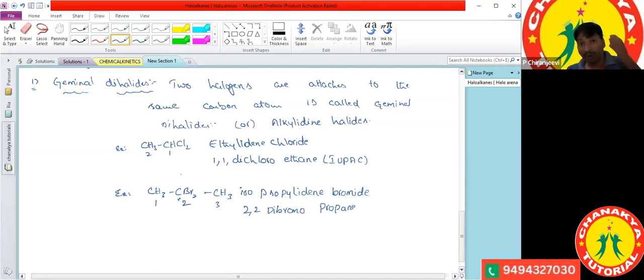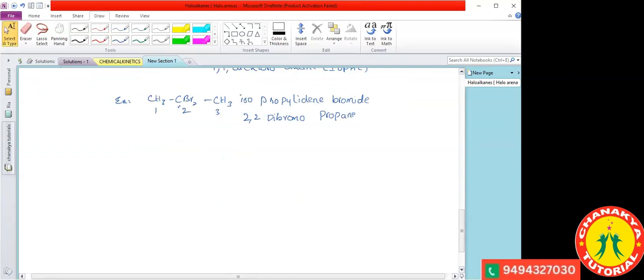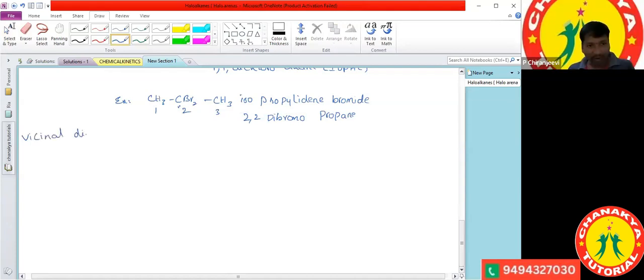Sir, what is meant by geminol dihalides? If two halogens are attached to the same carbon atom, that is called geminol dihalides. And one more example, which we can call vicinal dihalides. Sir, when two adjacent carbons have the same halogen as the substituent, vicinal dihalides.